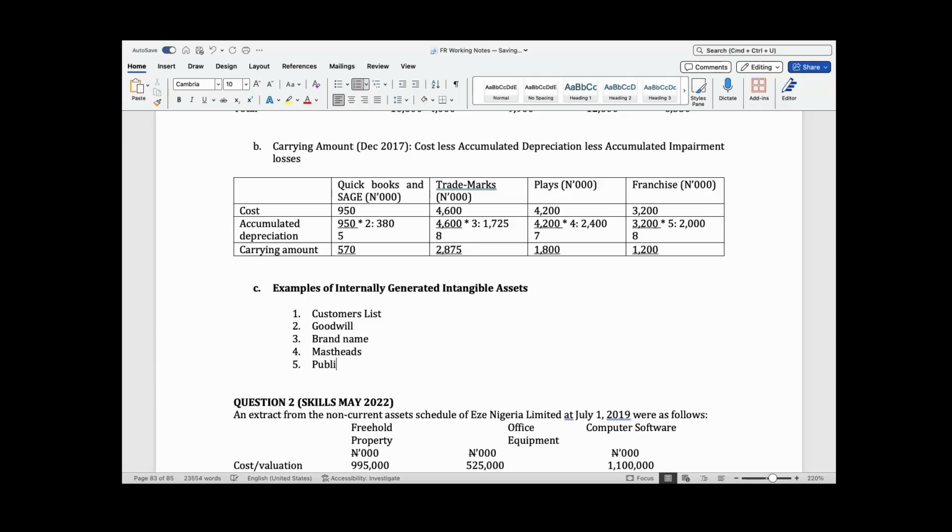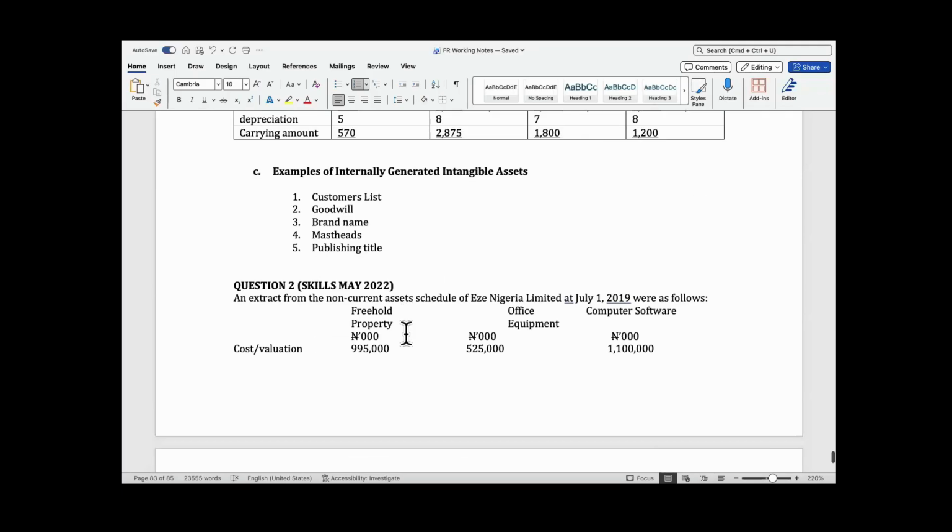No, patent is not. A patent is not internally generated. You buy it, you pay for it, pay to the government to get a patent. So these are examples of internally generated intangible assets.